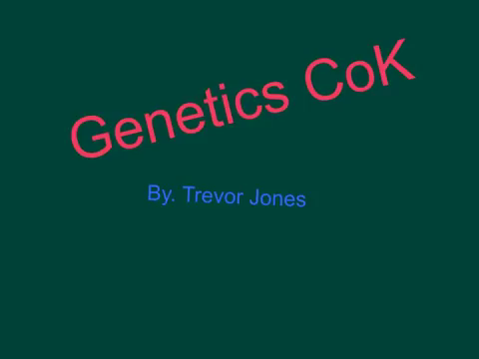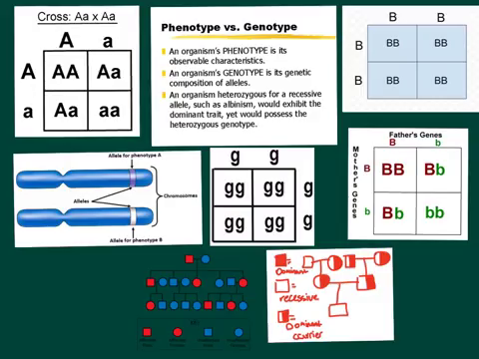Genetic COK by 3Jones. This is a Punnett Square. A Punnett Square is a square which helps find the odds of a dominant and or recessive trait in the offspring based off of the previous generations.